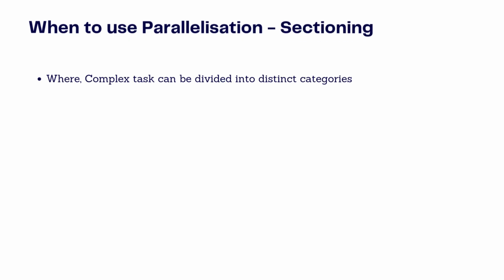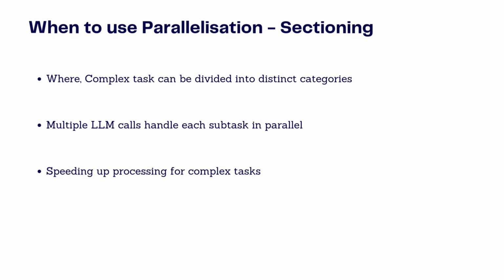When to use sectioning? Sectioning works best when tasks can be independently divided, allowing LLMs to work in parallel. It's ideal for speeding up processing for complex tasks where each part requires focused attention to ensure higher quality results.